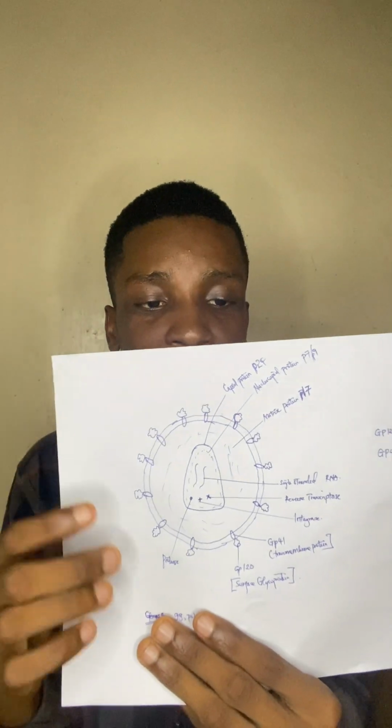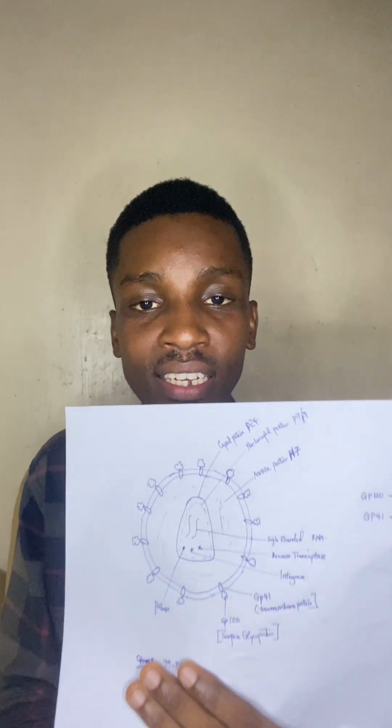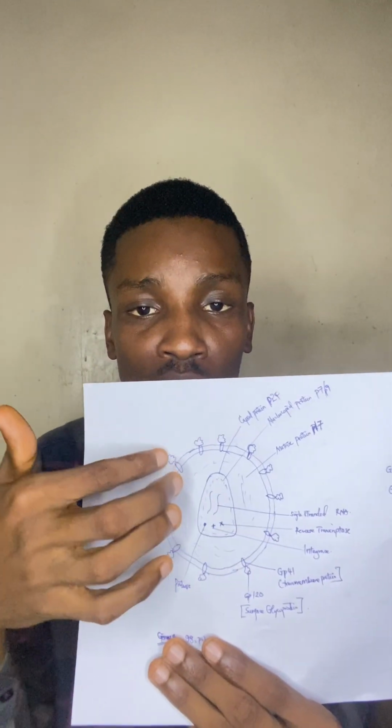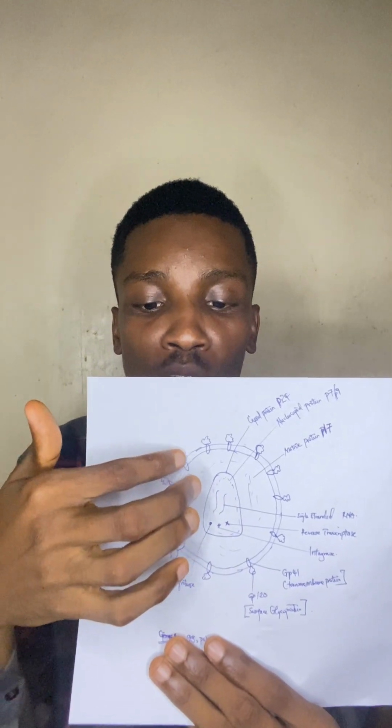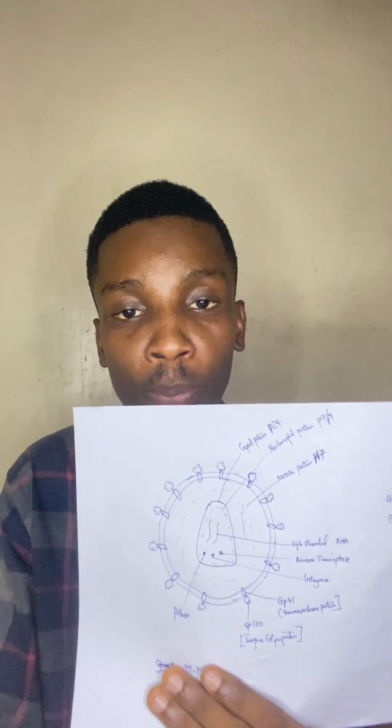Now, beyond that, the matrix has a protein, and that's the matrix protein, P17. Then at the envelope, we have a transmembrane protein called GP41. And then we have this other protein we call the surface glycoprotein, and that is called GP120.